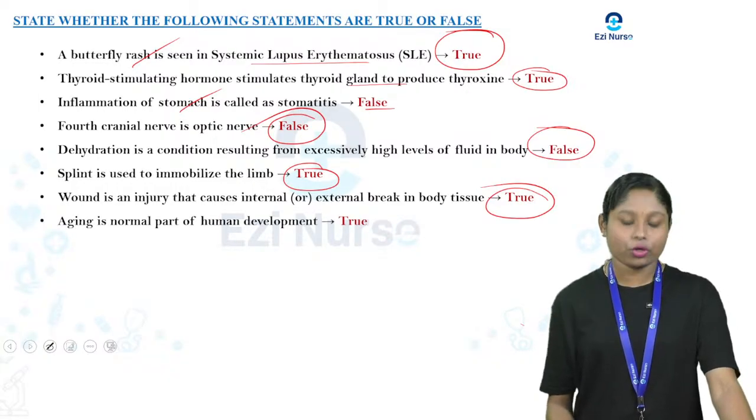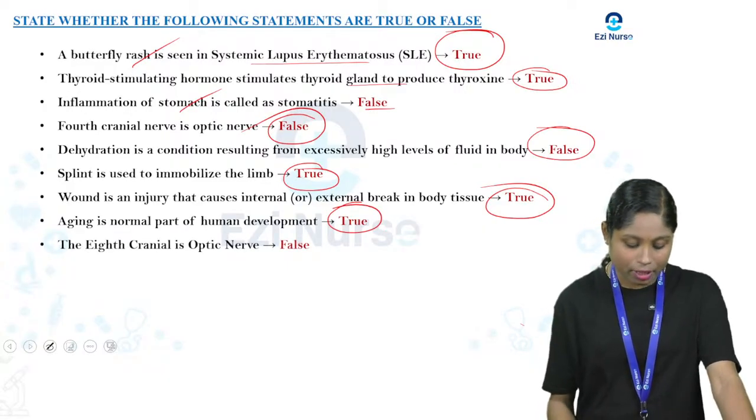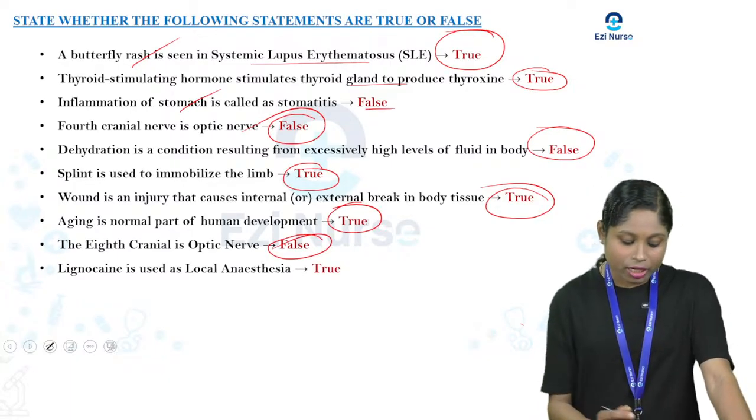Aging is a normal part of human development. It is. Aging is a normal part of human development. The 8th cranial nerve is optic nerve. It is a false statement.